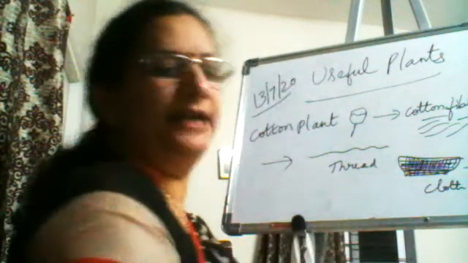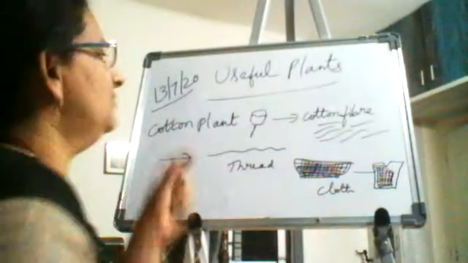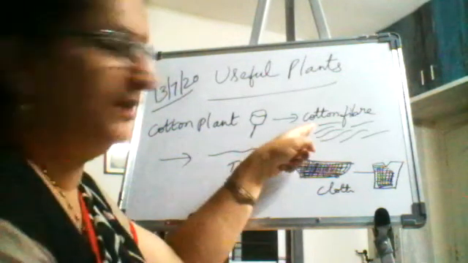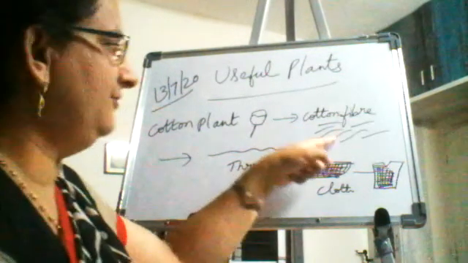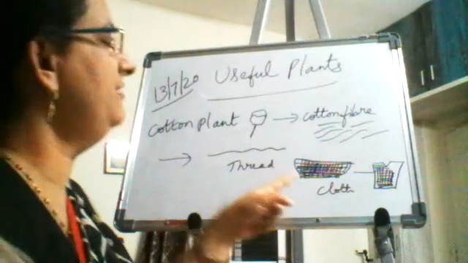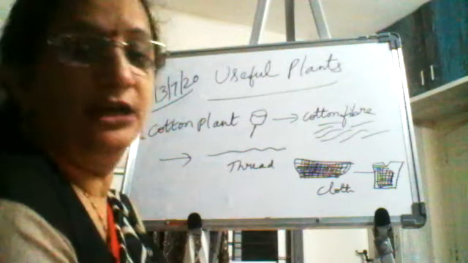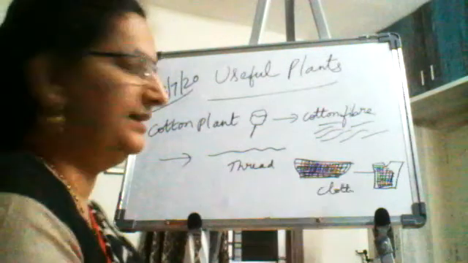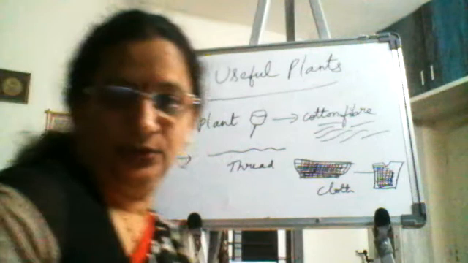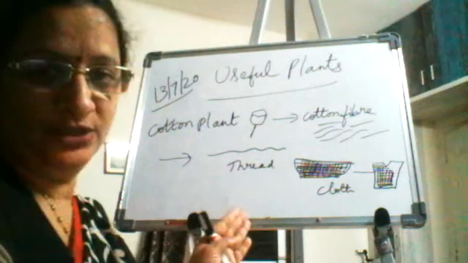Did you understand? Okay. So this is cotton plant. We get cotton from cotton plant. The cotton fiber we get. From the fiber we make the thread. From the thread we make the cloth. From the cloth we make the clothes that we wear. This is made by the tailor. So this is how the clothes are made. So hope you understood how clothes are made.